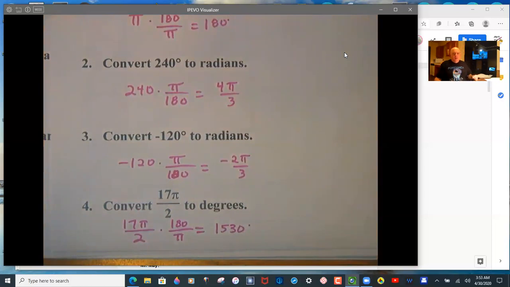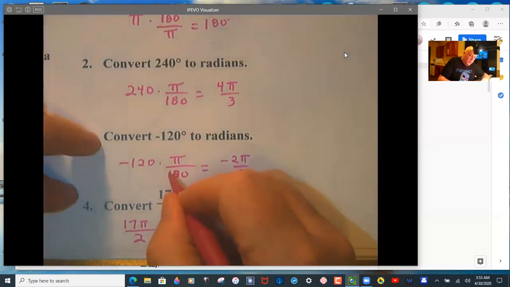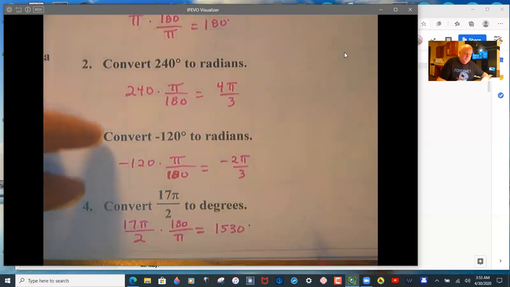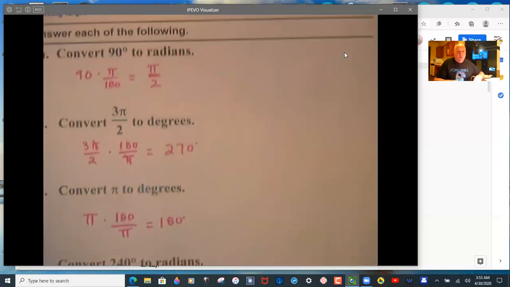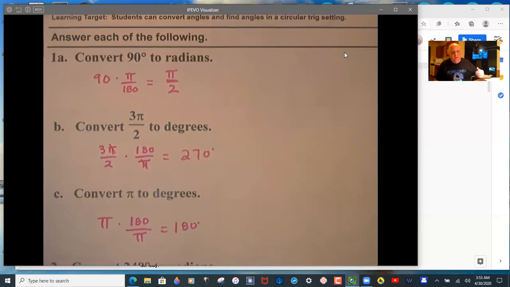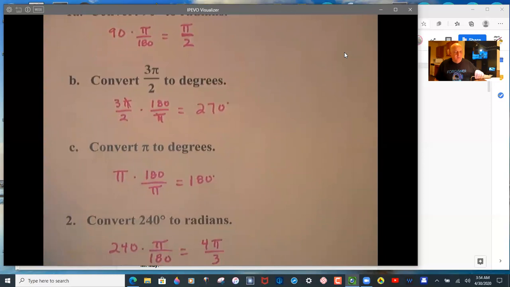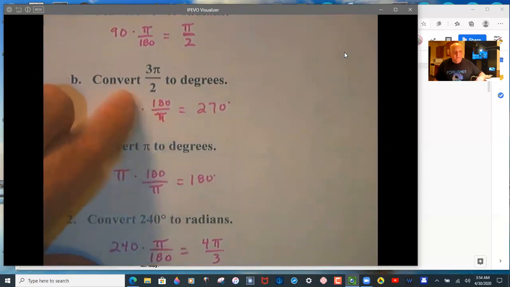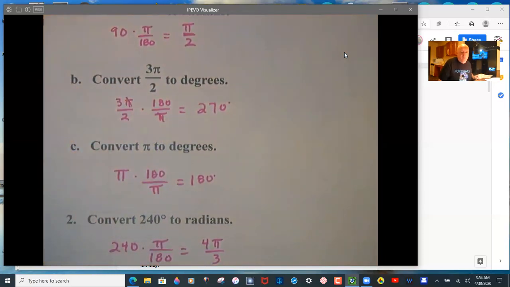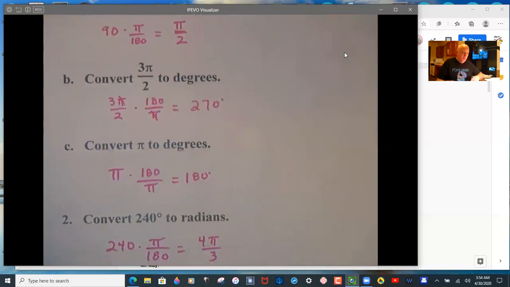So how to convert back and forth, it's very important that you commit that to memory. Again, multiply by pi over 180 going from degrees to radians. You want to put pi in the answer. Multiply by 180 over pi if going from radians to degrees. You want to cancel pi out of the radian measure. Very, very important. It's also important that you read through this.